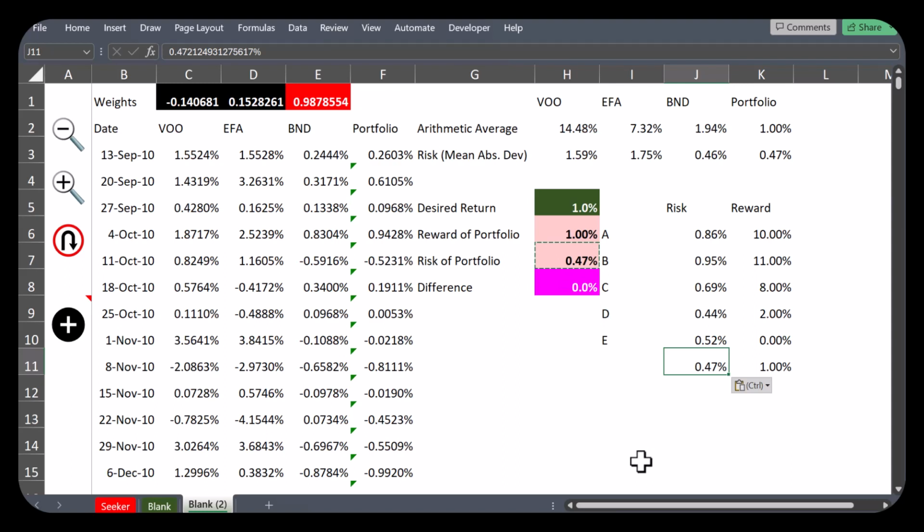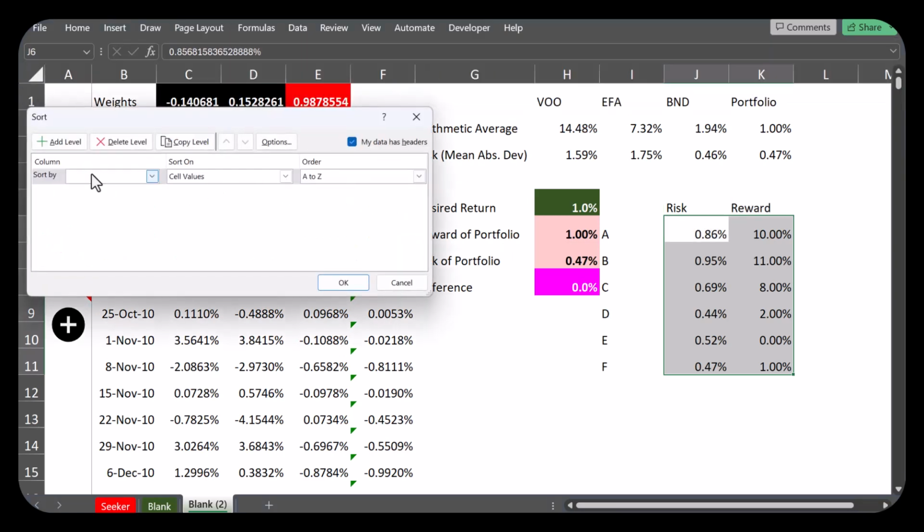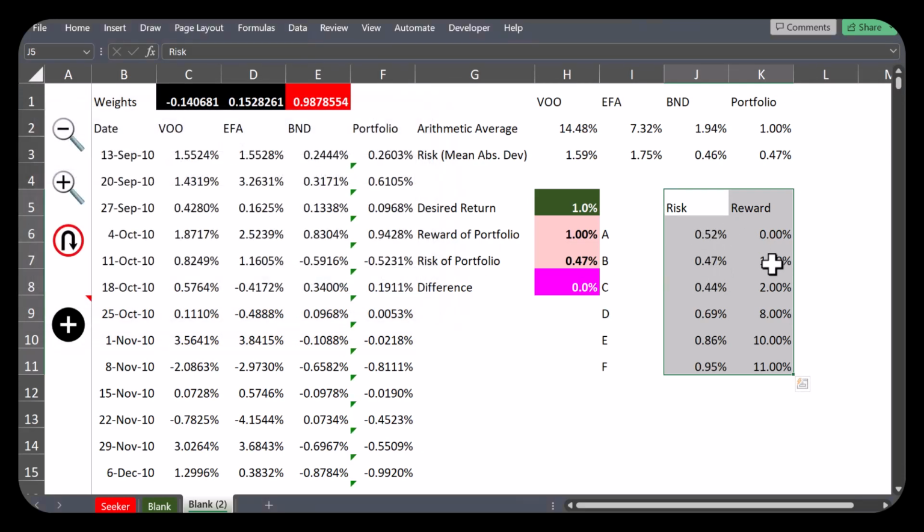Let's call it portfolio F. I'm going to actually sort these from lowest risk to highest risk. Actually, from lowest reward to highest reward. Data, sort, and I want to sort it by reward, smallest to largest. Okay, because I want to do line charts. If I wanted to do only a dot chart, sorting wouldn't have mattered.